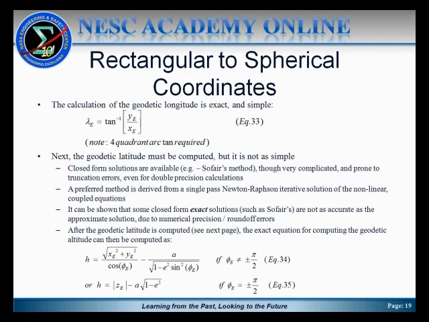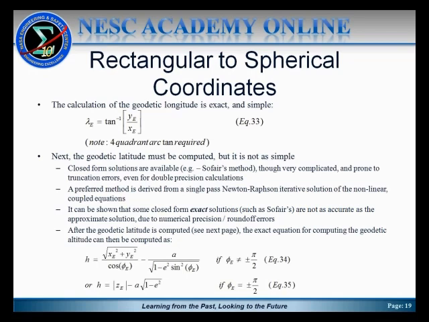Geodetic longitude is nothing more than the arctangent of the YE rectangular coordinate divided by XE. And note that you would need to do a 4-quadrant arctangent for that, so that you get the proper plus or minus 180 degrees, or conversely, if you want to think of it this way, 0 to 180 degrees for longitude. Next, we have to compute the geodetic latitude.